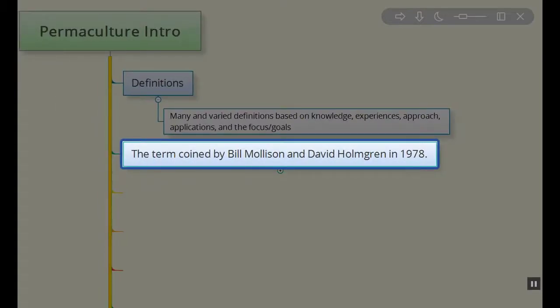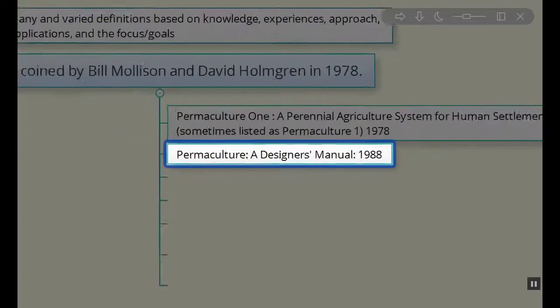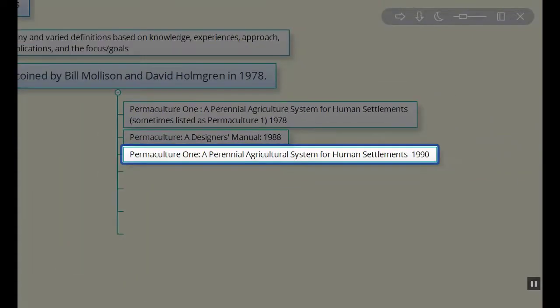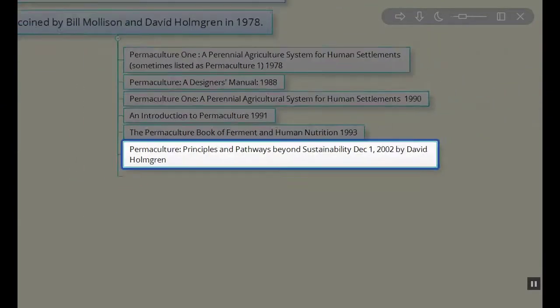The term was first coined by Bill Mollison and David Holmgren in 1978 when they published Permaculture One. Both were authors on this first text. Several other texts were produced by Bill Mollison over the next several years. And then David Holmgren produced Permaculture: Principles and Pathways Beyond Sustainability in 2002. Those are all, from what I understand, excellent resources.